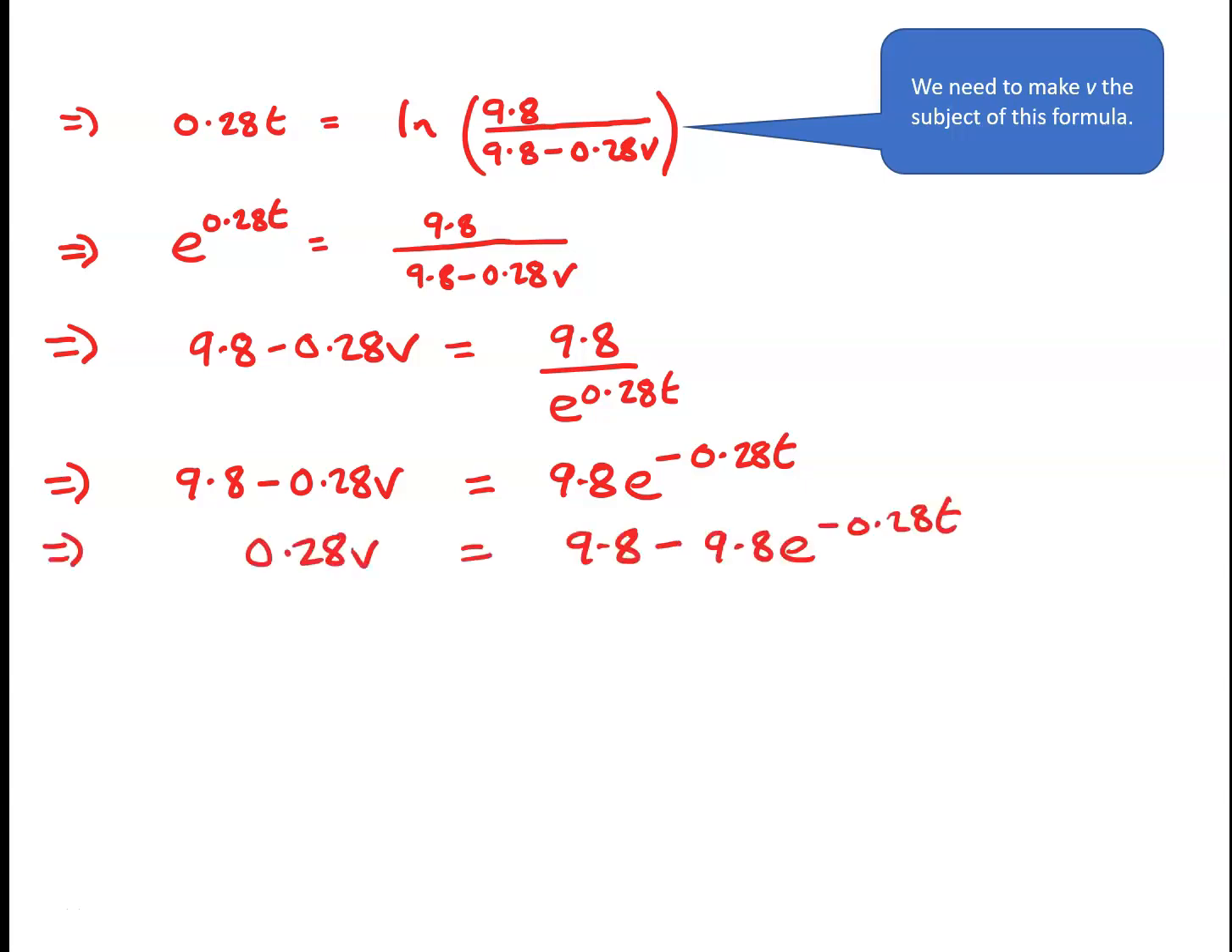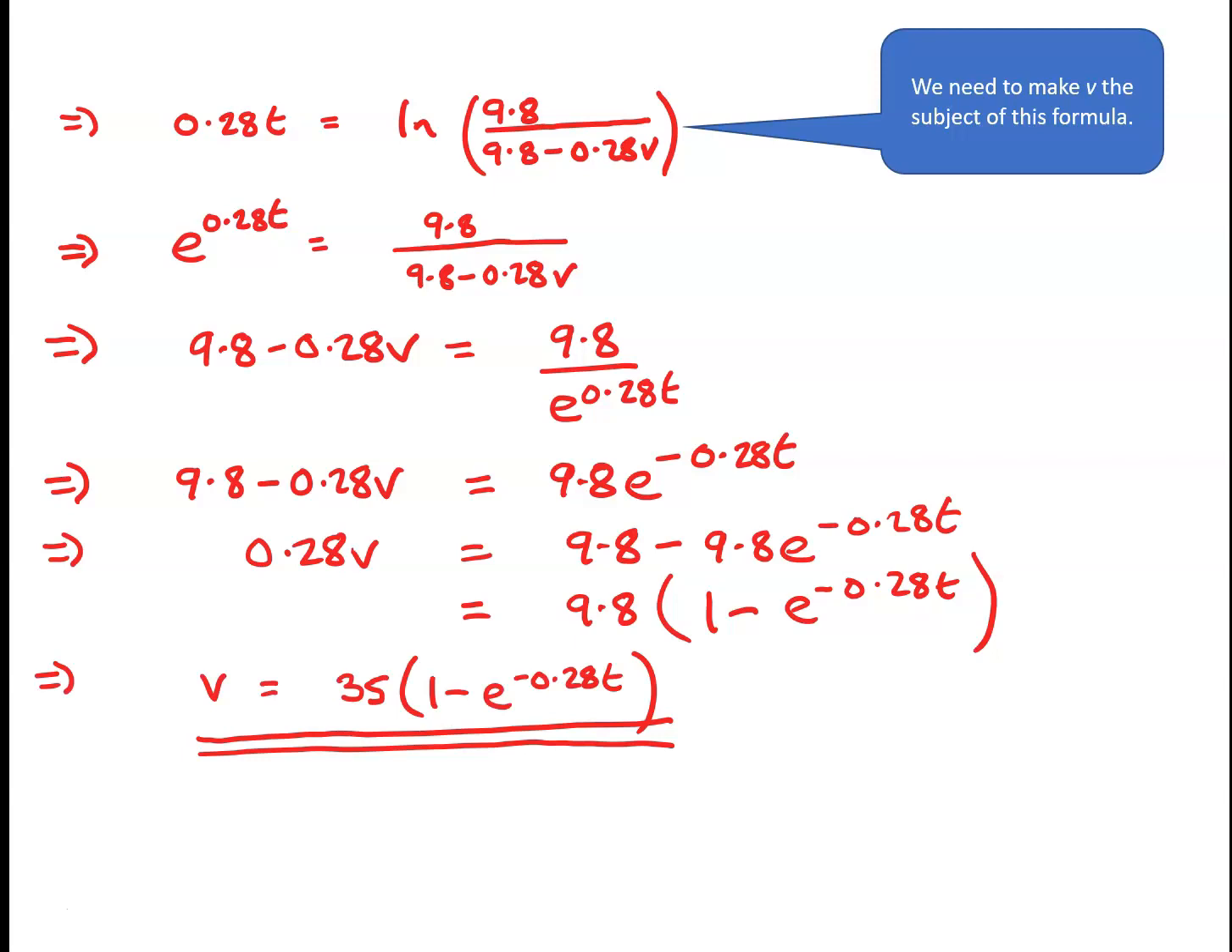Rearranging this equation gives me 0.28v equals 9.8 minus 9.8 e to the minus 0.28t, which is the same thing as 9.8 times 1 minus e to the minus 0.28t, and then dividing through by 0.28, I obtain v is 35 times 1 minus e to the minus 0.28t.